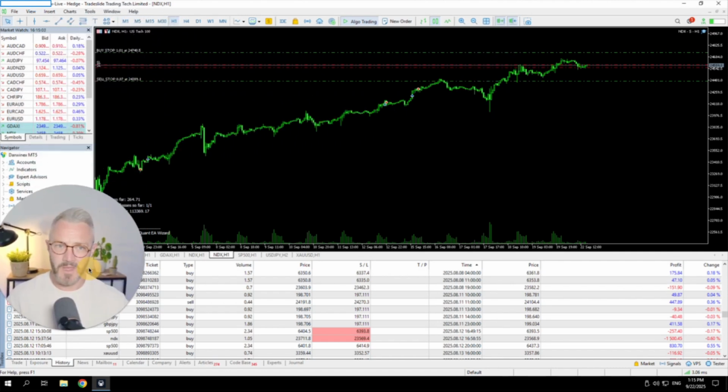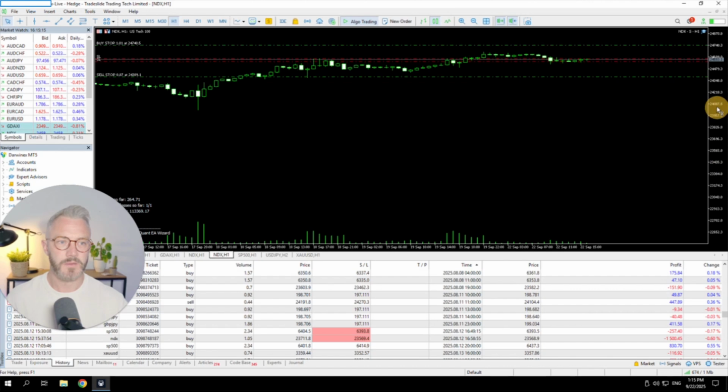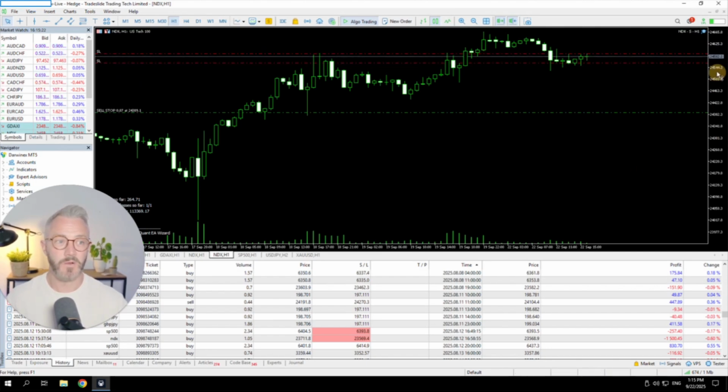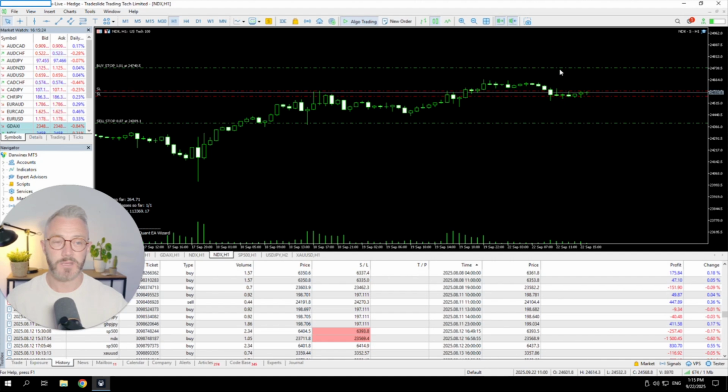So right now I'm in two pending orders on the NASDAQ. I have one buy stop and I have one sell stop. And you can see here, price hasn't actually reached, let me just make it a little bit bigger. Price hasn't reached the sell stop, and it also hasn't reached the buy stop. If price starts to drop and I'm triggered into a sell position, I will be.